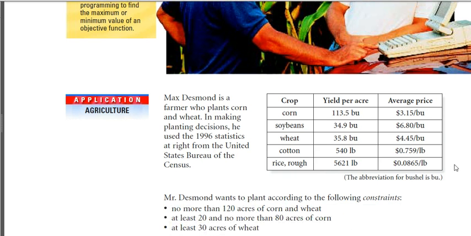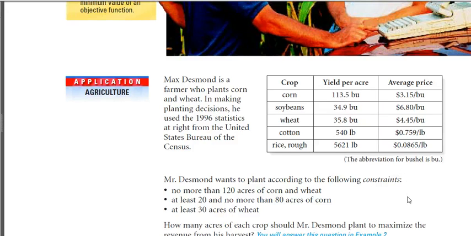So this is what he wants. He's got some constraints here. He says he wants to plant according to the following constraints. No more than 120 acres of both. So he's probably just got 120 acres that he's going to be farming of corn and wheat. At least 20 and no more than 80 acres of corn, and at least 30 acres of wheat. Some of you are able to look at this and say, yeah, I see some inequalities coming up. All right, so that's what we're going to have.